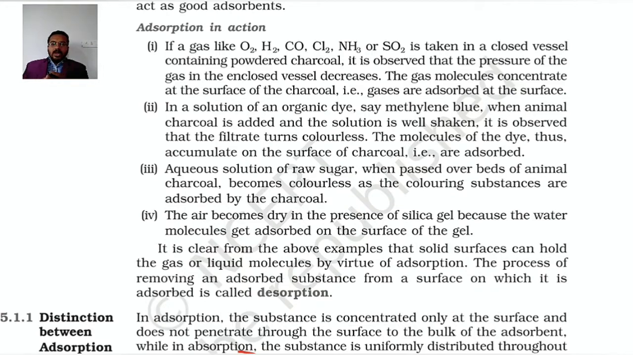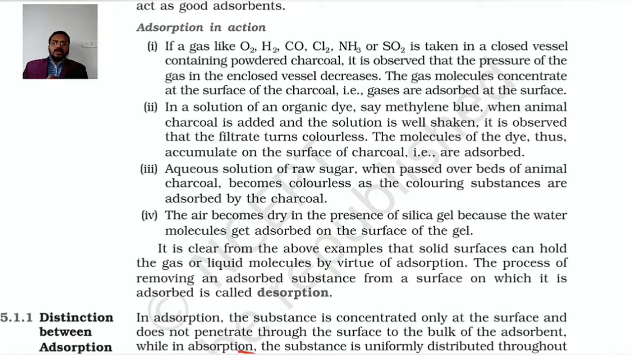That is one application of adsorption. The second one is in a solution of an organic dye, say methylene blue. When animal charcoal is added and the solution is shaken well, it is observed that the filtrate turns colorless. The molecules of the dye thus accumulate on the surface of charcoal and are adsorbed.